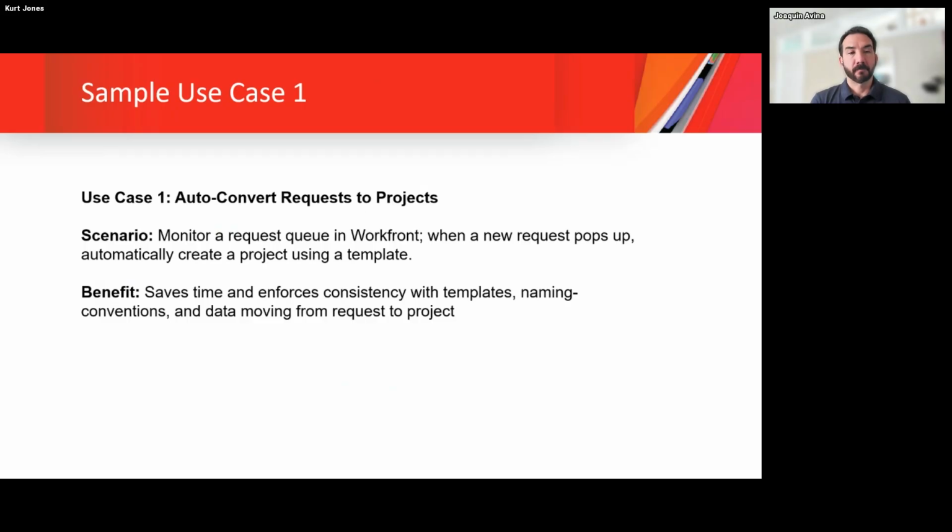It also enforces some consistency. You can have Fusion do auto naming for your projects. It can make sure that fields like your groups and portfolios are filled out when it's doing its conversion, and obviously move data properly from the request to the project. This is probably the one that we see folks use Fusion for the most. Let me pause and see if there are any questions.